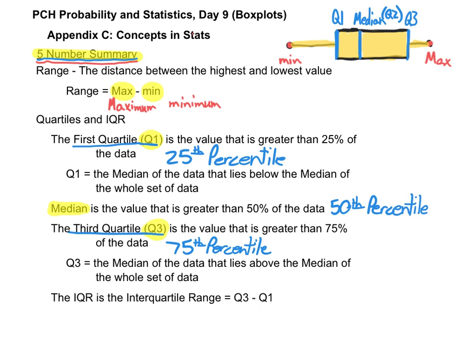How do we get Q1 and Q3? The Q1 is the median of everything below the median of the whole set. And the Q3 is the median of everything above the median of the whole set, okay?